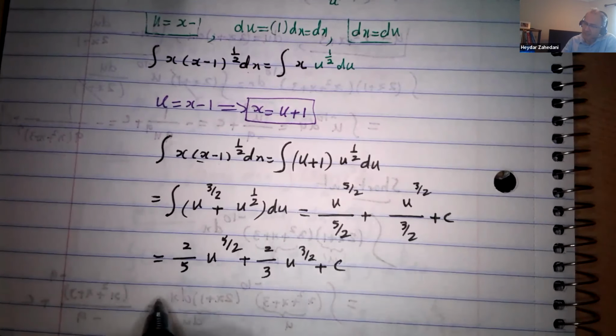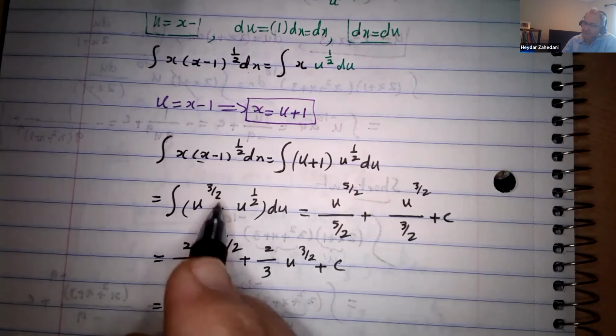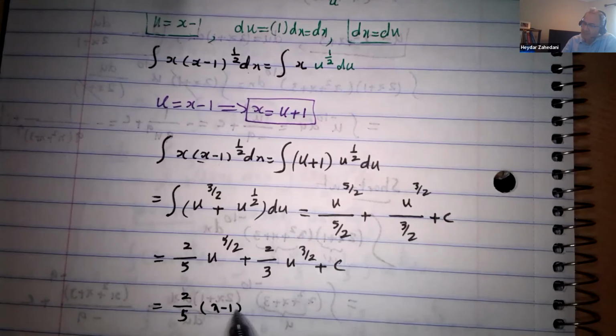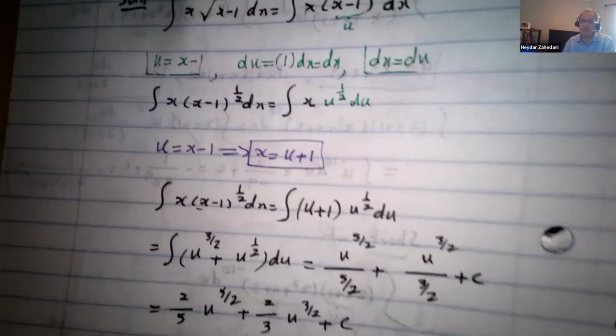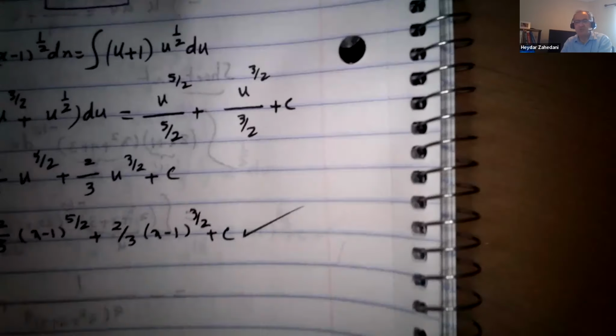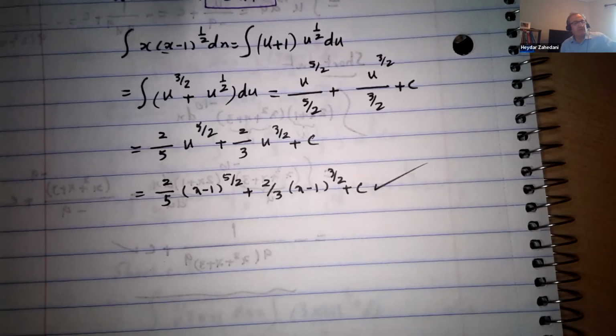Now substitute for u. It is 2/5 (x minus 1) to the 5 halves plus 2/3 (x minus 1) to the 3 halves plus c, and you're done. I don't usually change it to the radical. In your book, they go on and change this to the radical, but you don't need it. So that's a very famous problem in this course.